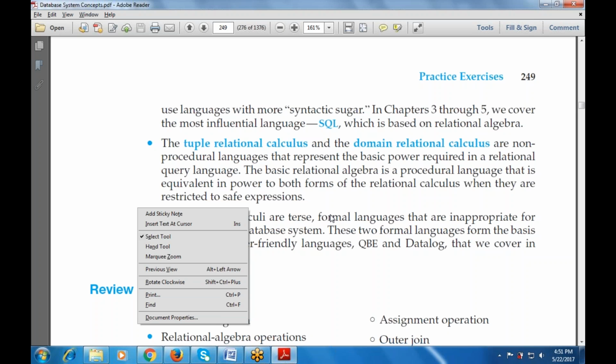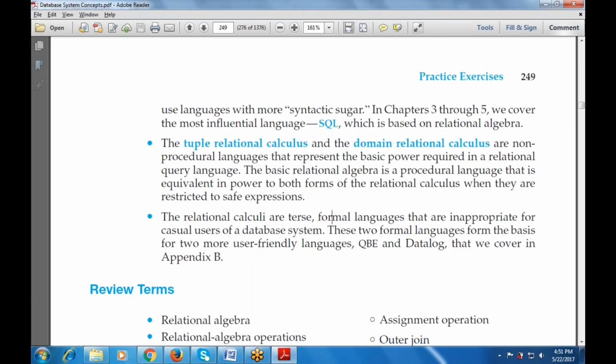These are programming languages that are inappropriate for the casual user, and they form the basis for user-friendly languages. That may be QBE, or Datalog.